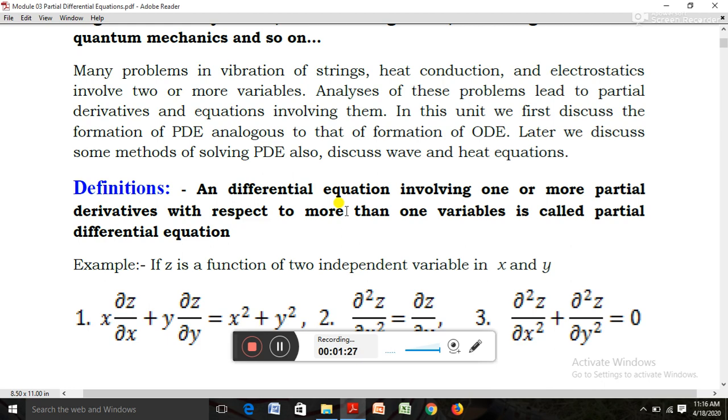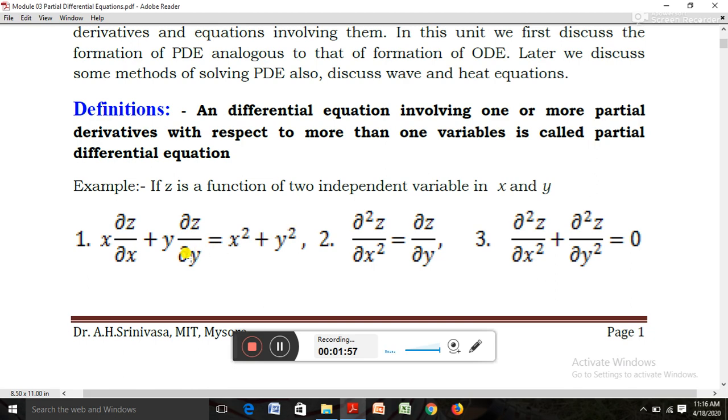What is the definition of partial differential equations? A differential equation involving one or more partial derivatives with respect to more than one variable is called a partial differential equation. It means any differential equation involving one or more partial derivative terms. That equation is called a partial differential equation.